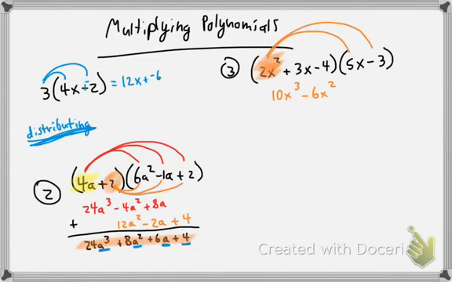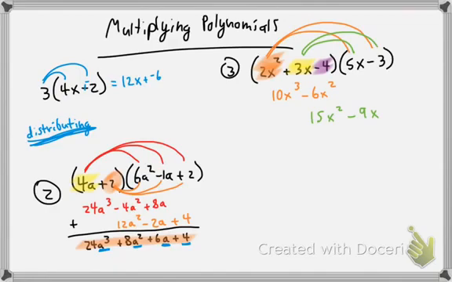So let's switch to the next term, that 3x. Let's take 3x times everything on the right. So 3x times 5x is going to be a 15x squared. Let's take a 3x times a negative 3, negative 9x, okay? Again, I took everything into account. I'm good there. Let's finally do a negative 4 times everything on the right.